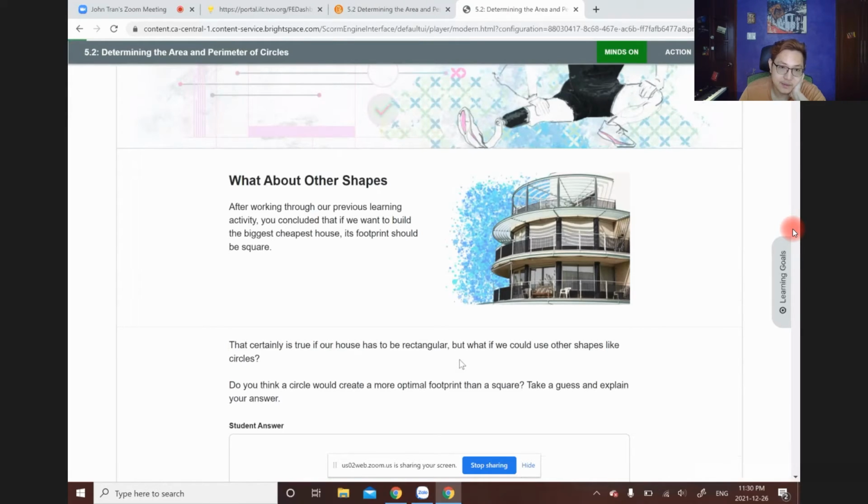You just find that we have a lot of different building shapes, like oval shape, or a round shape building. The biggest, cheapest house's footprint should be square. The biggest, cheapest house. Wow!